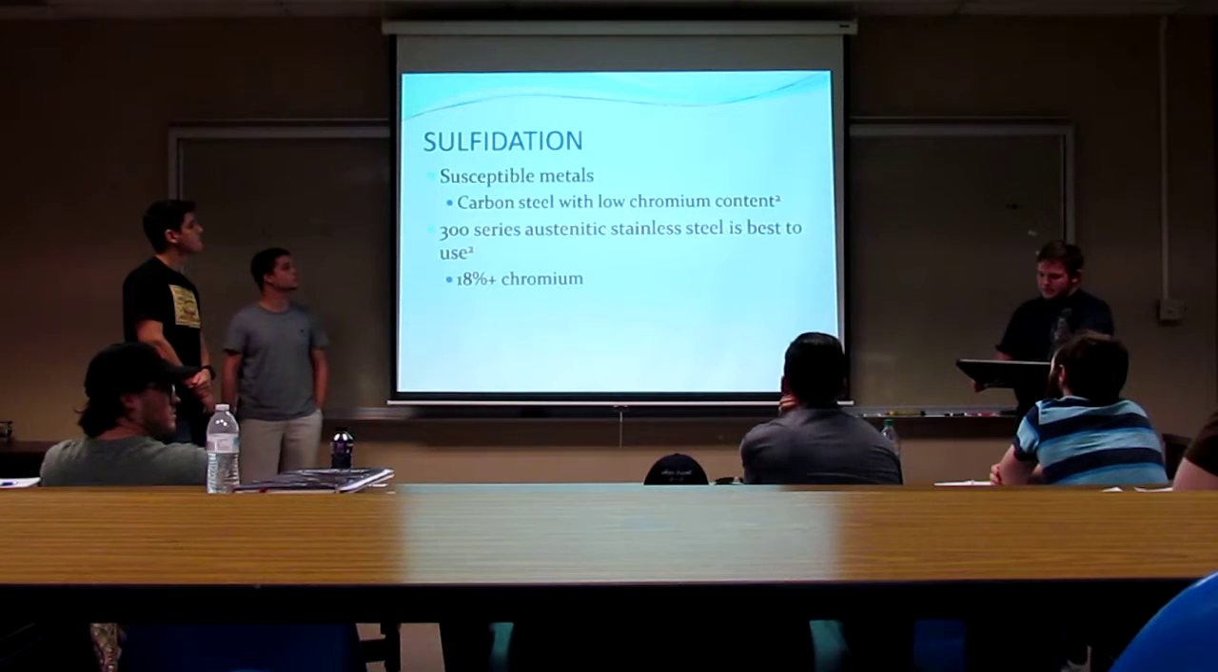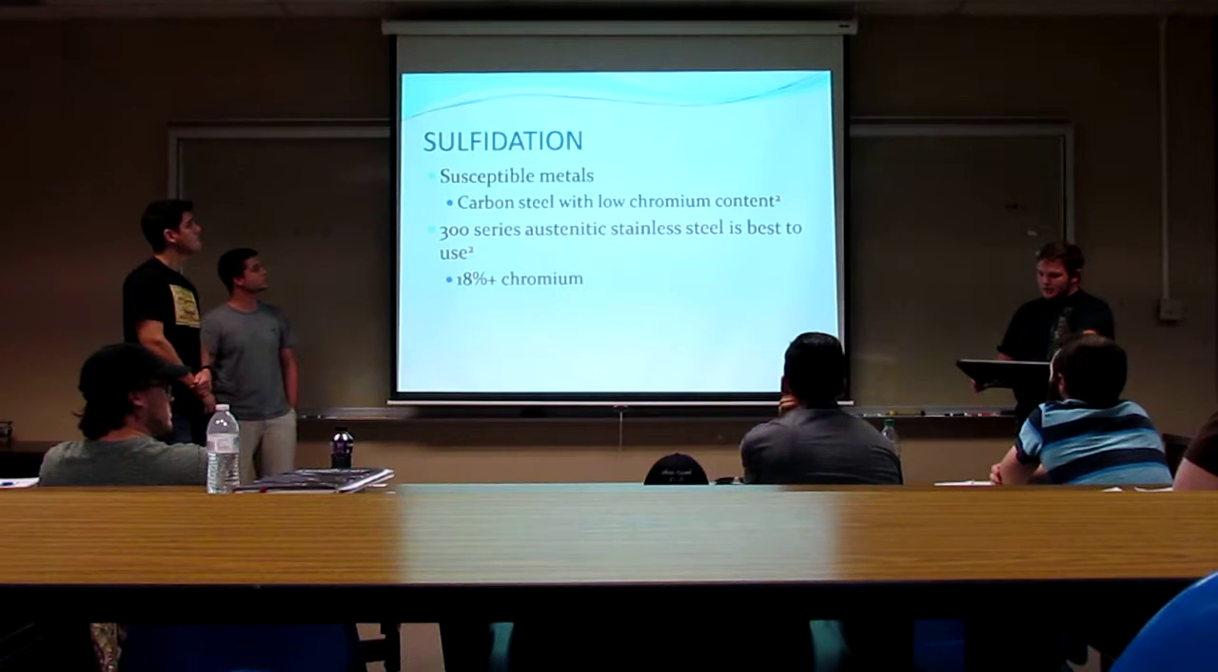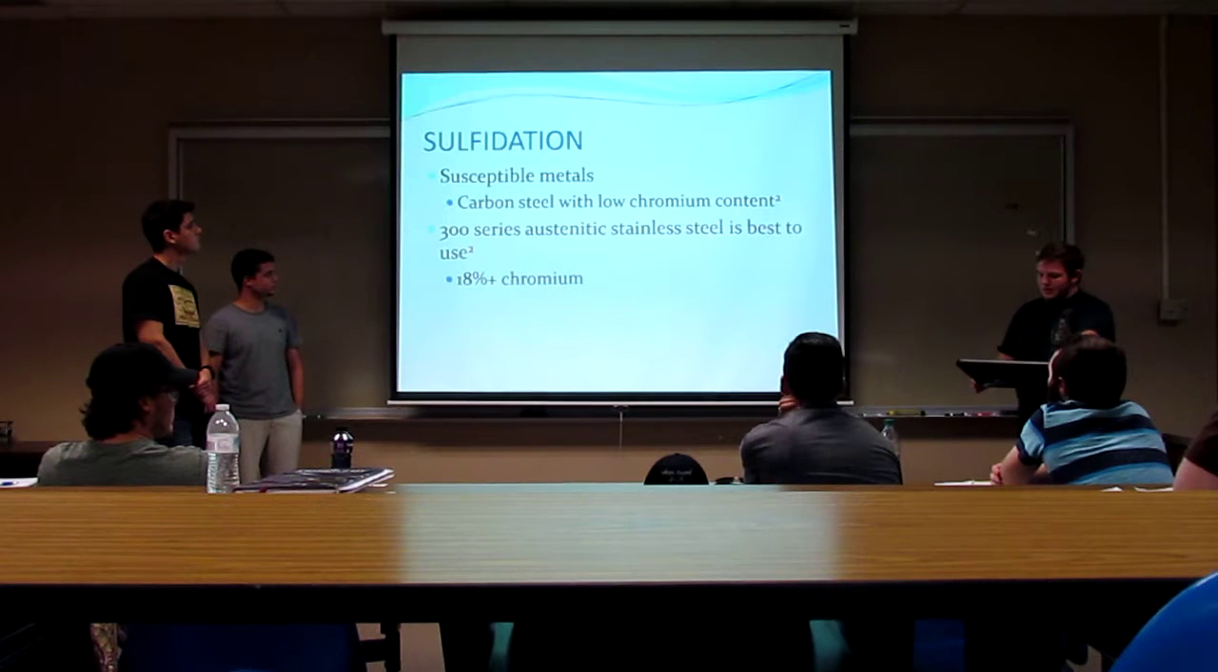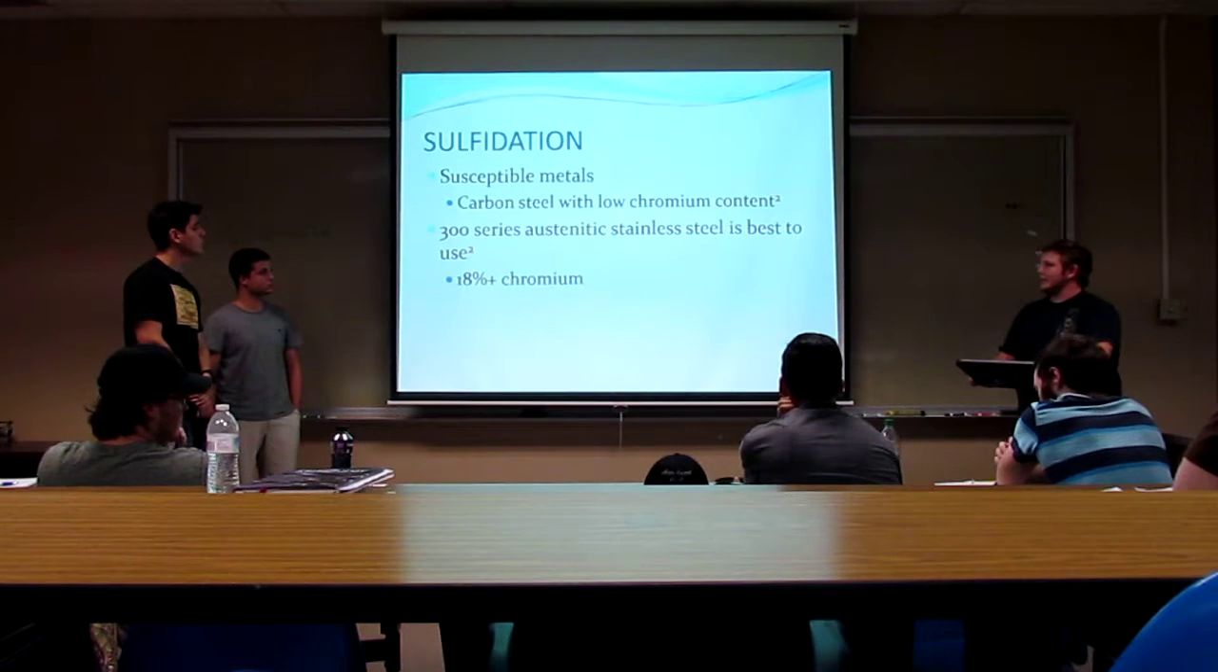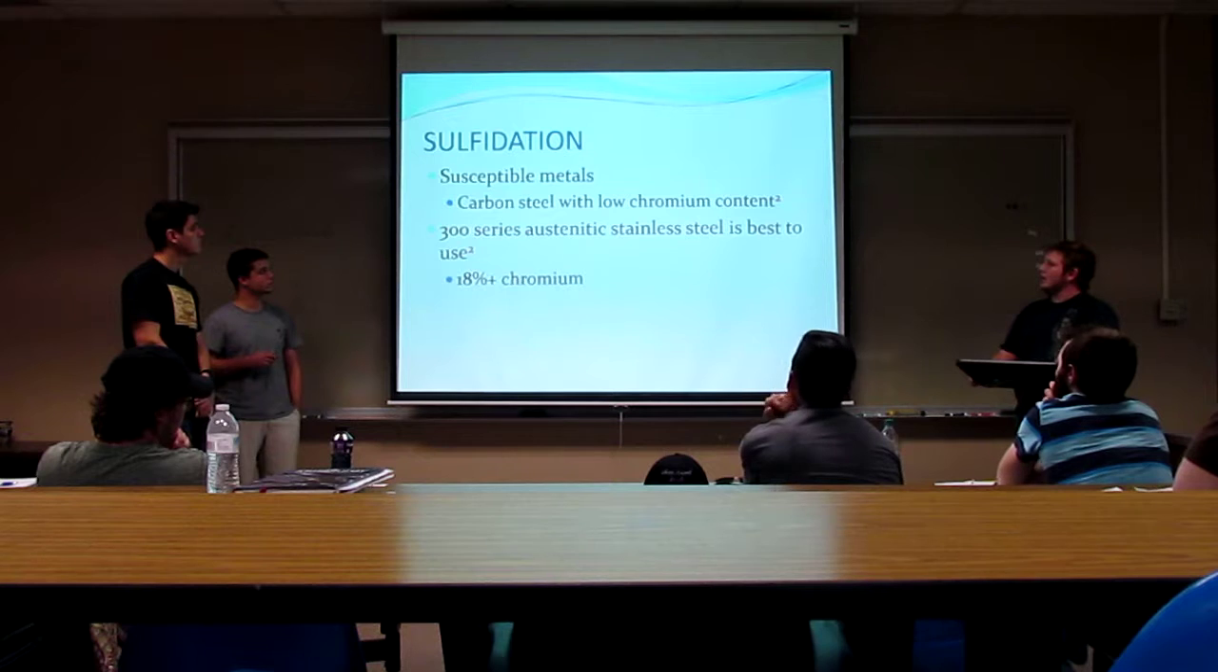Some of the susceptible metals are carbon steels with low alloy content. That's the majority that has this issue. But 300 series austenitic stainless steel is the best to use. And the reason for this is it has an 18% chromium content in it, so it's very high in chromium.